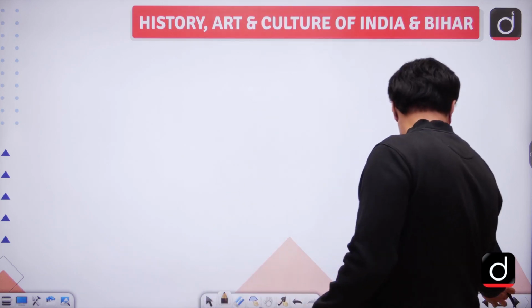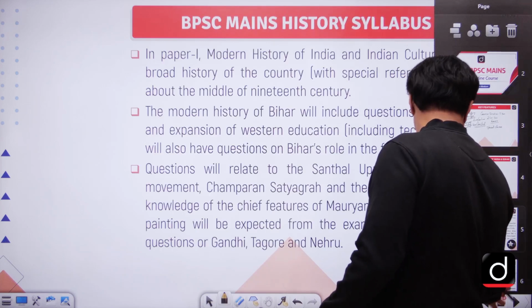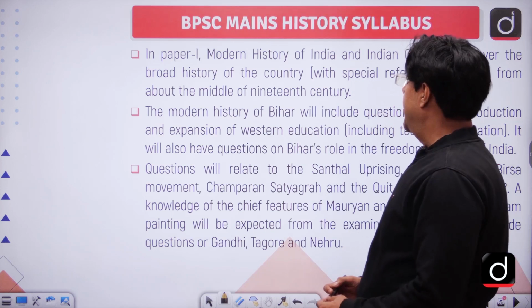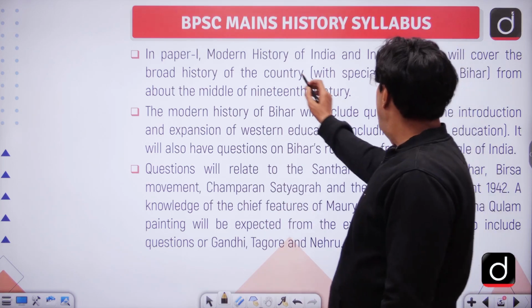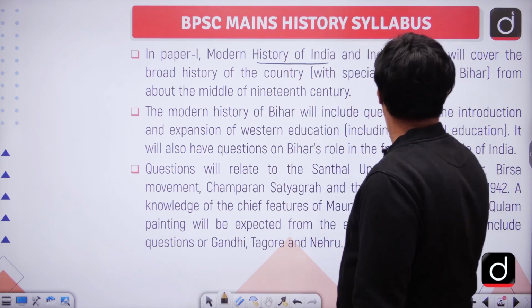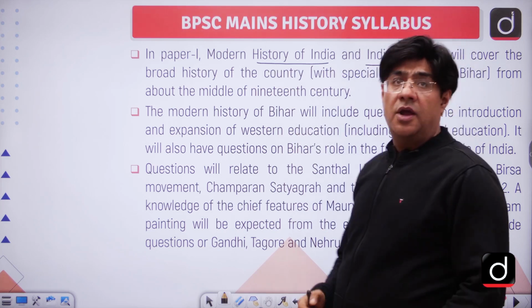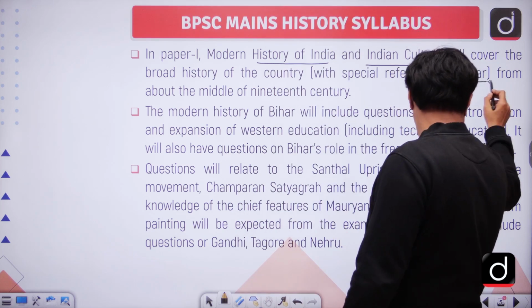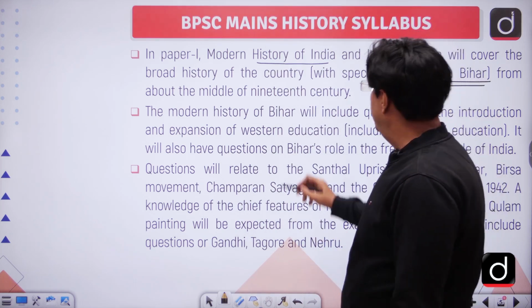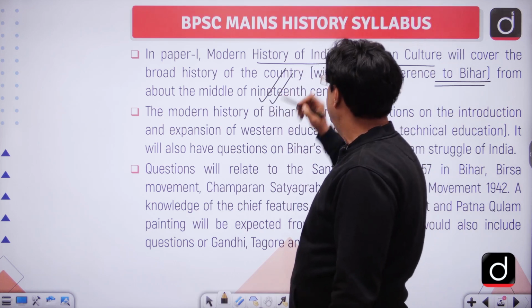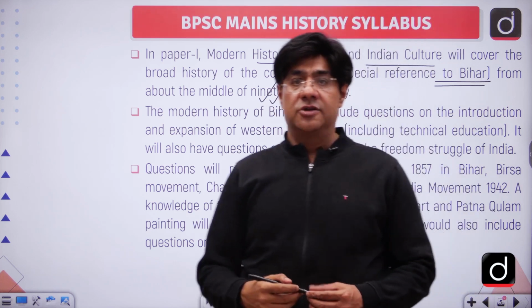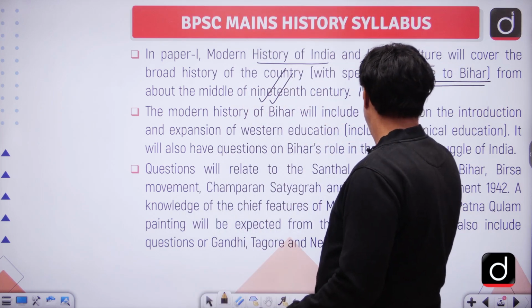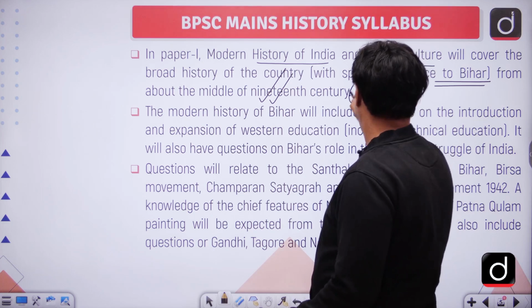In the syllabus, what has been mentioned by the BPSC is that in paper 1, modern history of India and Indian culture will cover the broad history of the country with a special reference to Bihar from about the middle of the 19th century. So middle of the 19th century here means 1850.